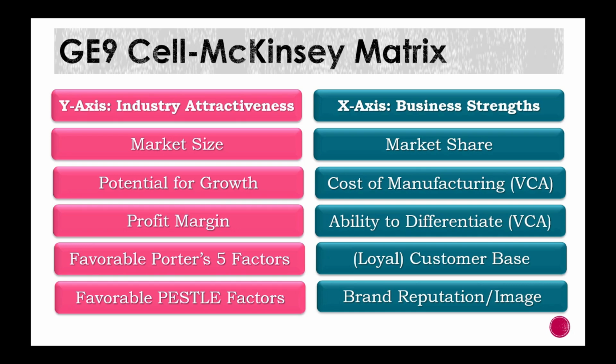That is, to have business strength or competitive strength, the company should work on all these factors which help organizations to develop competitive advantage, and the other factors which are outside of the company which are related to the industry attractiveness. So all these factors are considered while plotting the GE 9-Cell.